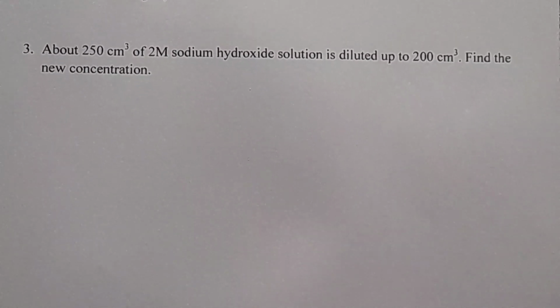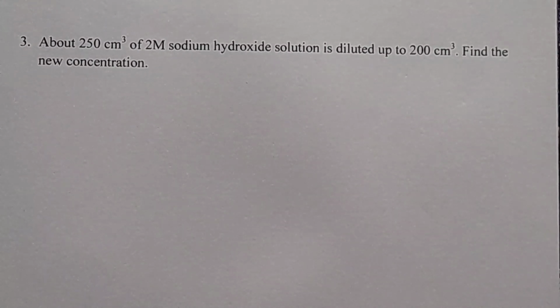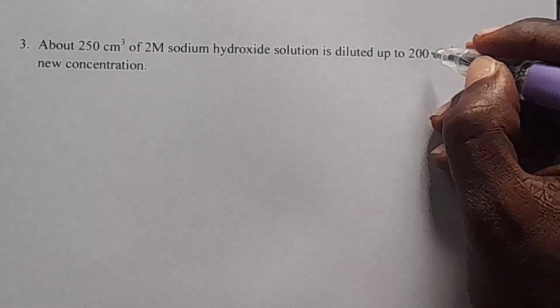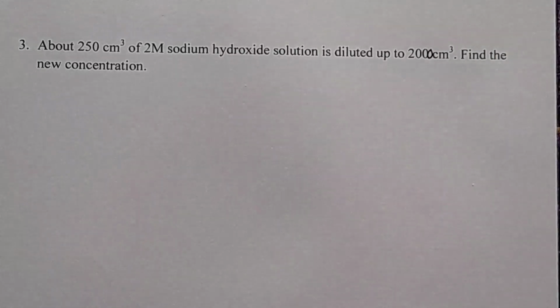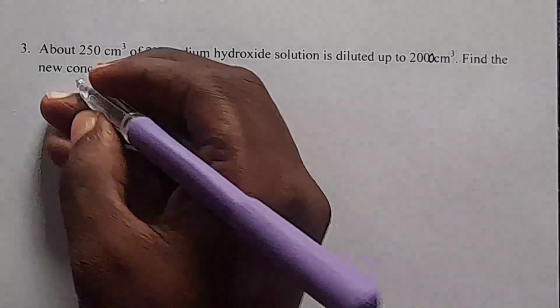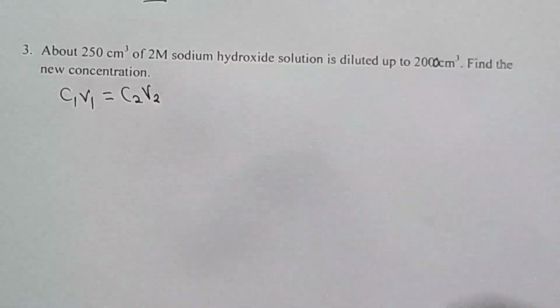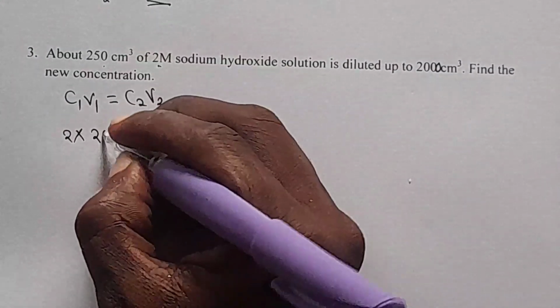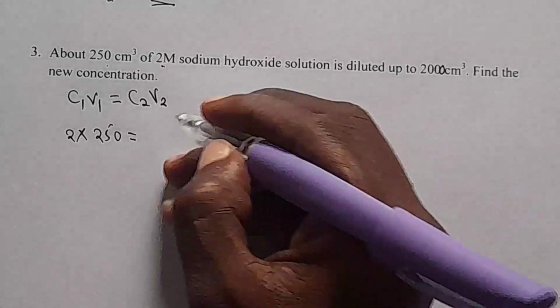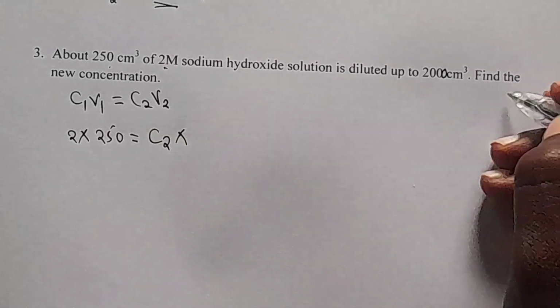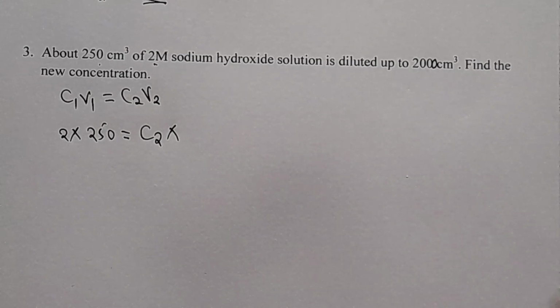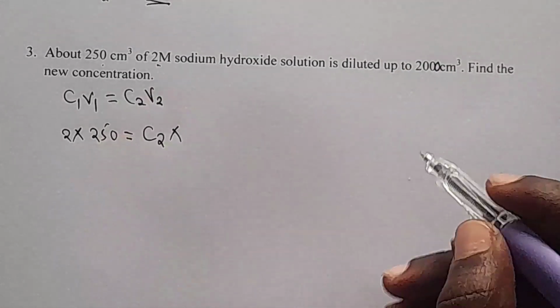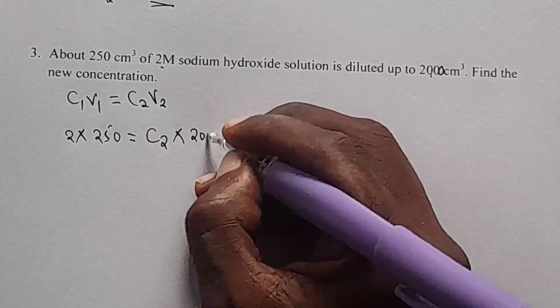So question 3, we are told about 250 cm³ of 2 molar sodium hydroxide solution that is diluted up to 2000 cm³. Find the new concentration. So the formula is C1V1 = C2V2. Our concentration 1 is 2 molar times 250 cm³ as our volume, will be equal to concentration 2, because we are told to find the final or new concentration, times volume 2. Volume 2 is 2000 cm³.